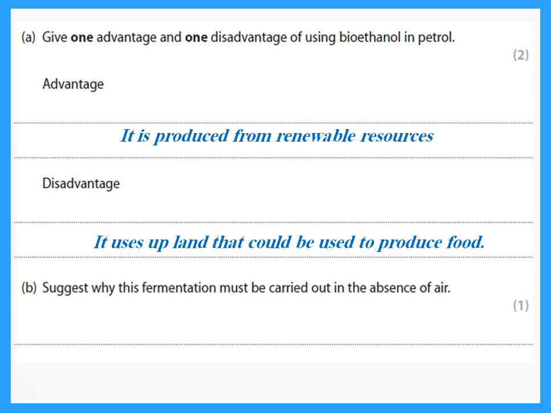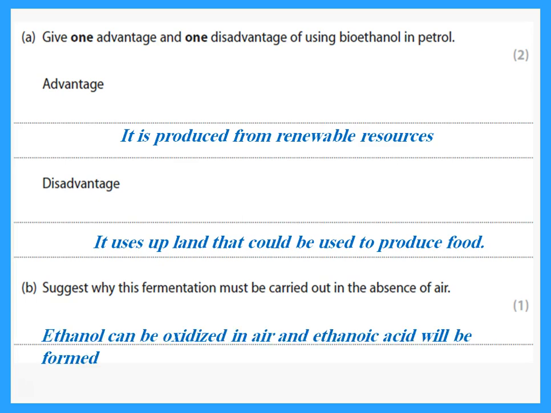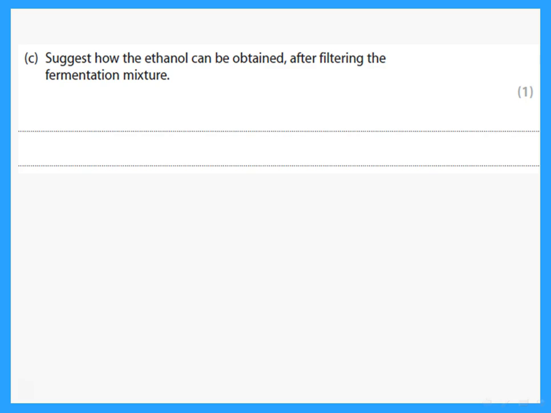Suggest why this fermentation must be carried out in the absence of air. Remember that this process has to be in the absence of air. Otherwise, the ethanol would be oxidized in air and ethanoic acid will be formed instead of ethanol, or in order to provide an anaerobic reaction for the yeast.